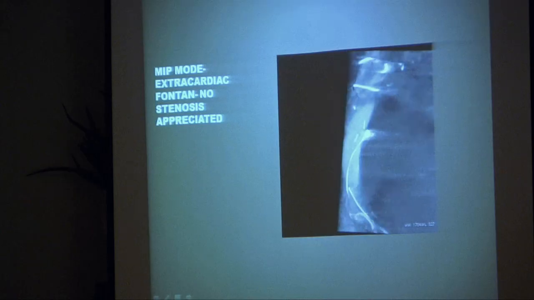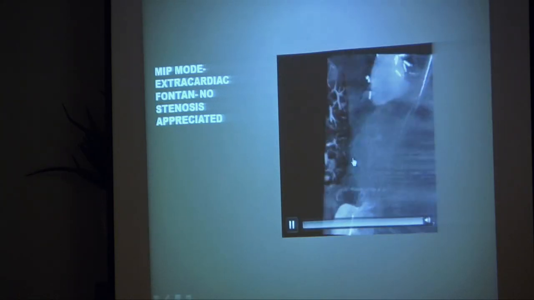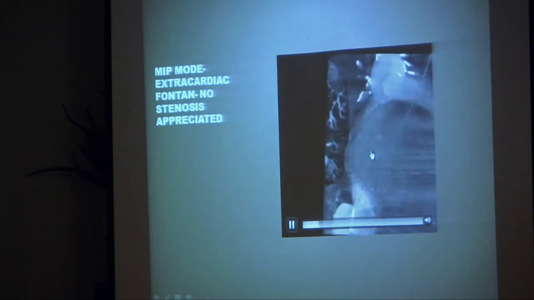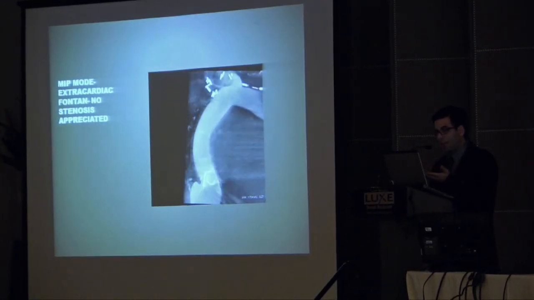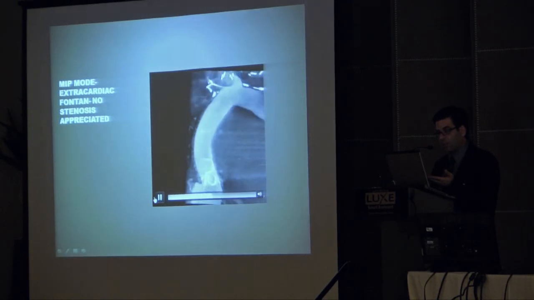This is a Fontan, an extracardiac Fontan. This was a very interesting case because I found a gradient across this patient's Fontan, about a 2 millimeter mercury gradient, and I couldn't find any stenosis by angiography. So we did one of these rotational angiograms, and we had a 3D TEE probe in, and this is a MIP mode, and I can't appreciate any stenosis within the Fontan.